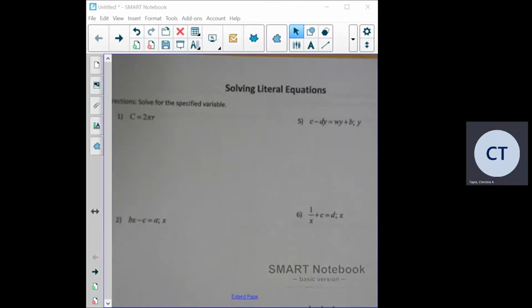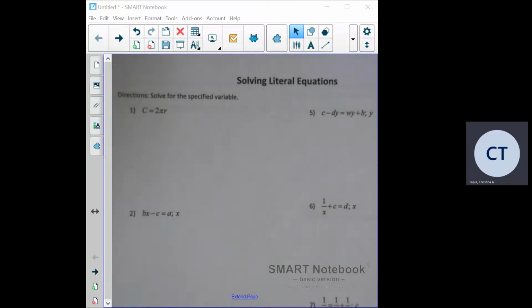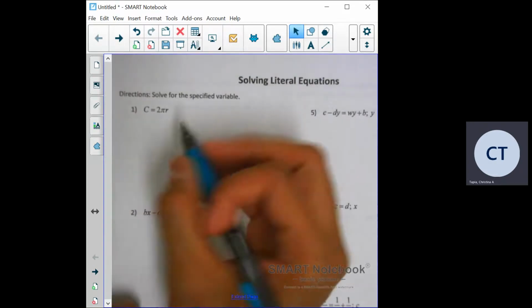So just like we've done before in the past, I want you guys to look at the first four questions up here, numbers 1, 2, 5, and 6. I don't care which ones you do, but I want you to try to solve them on your own. For this very first question, I'm not going to go through it with you.